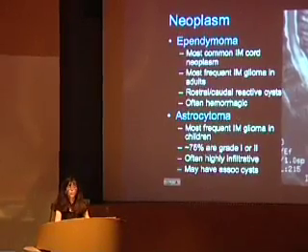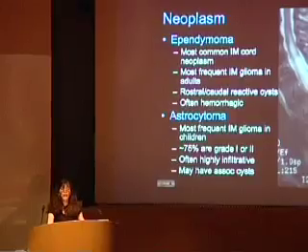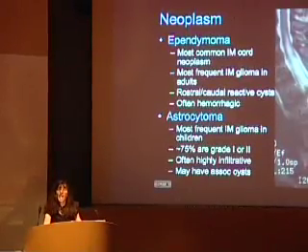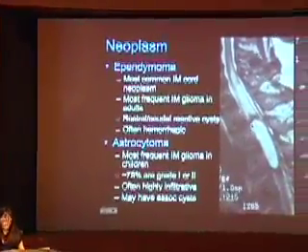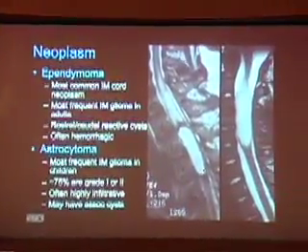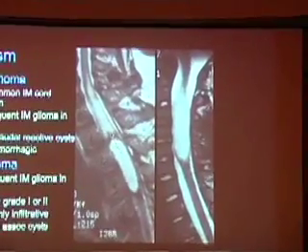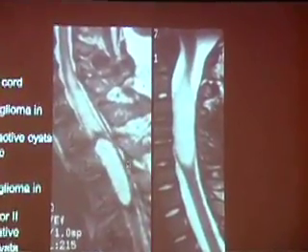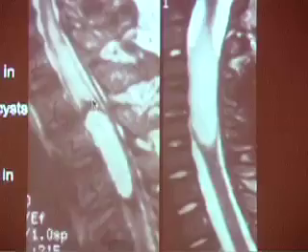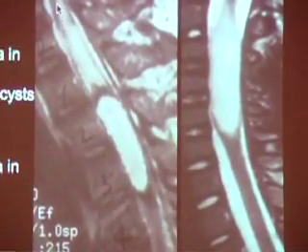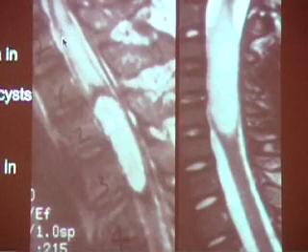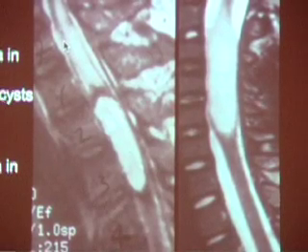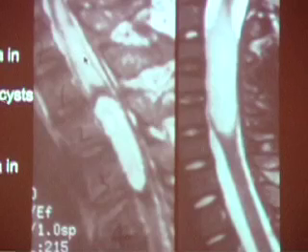So here are two different patients, one of whom has an ependymoma and one of whom has an astrocytoma. Which is which? Well, here we have a sagittal T2 weighted image. We have a very well circumscribed lesion. We have a cap of hemosiderin superior and inferior to the lesion, as well as T2 signal extending away. Now, without a T1 weighted image, you don't know if that's edema or if that's actually a cyst, because they're going to look the same on T2.